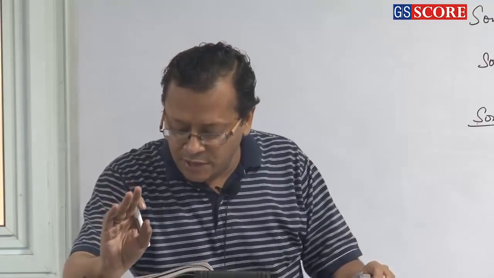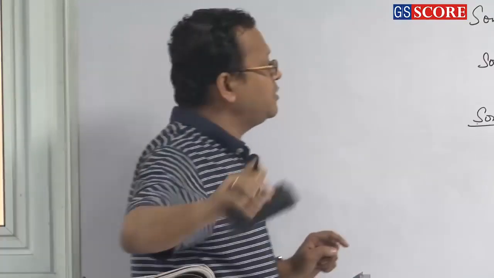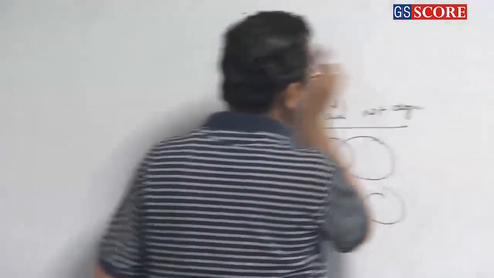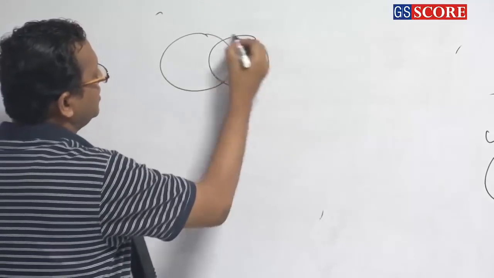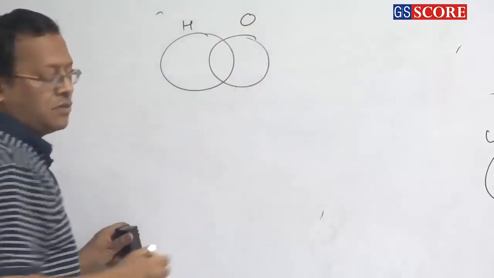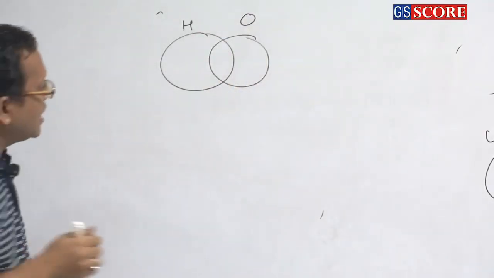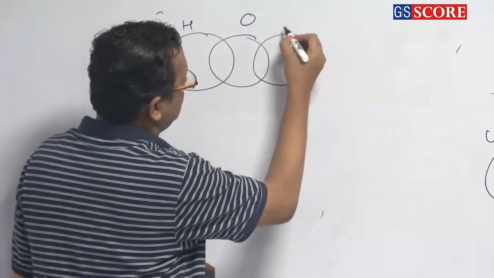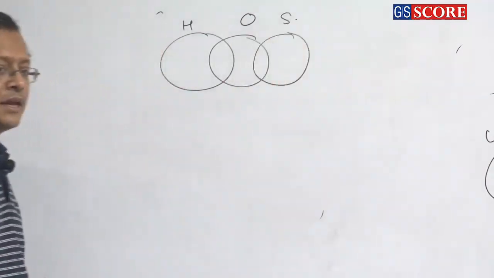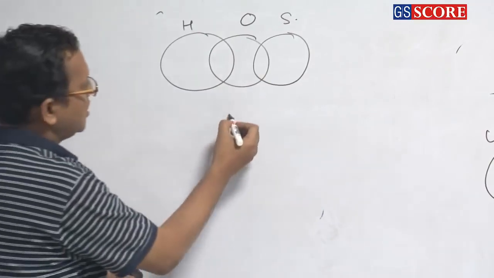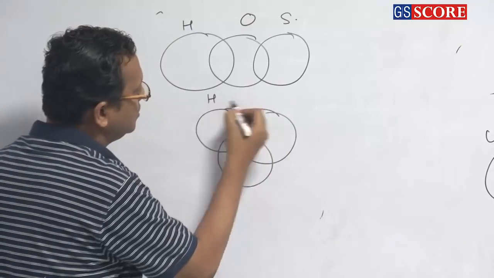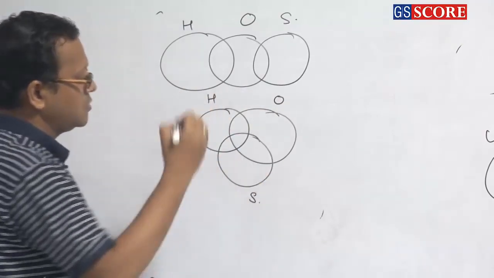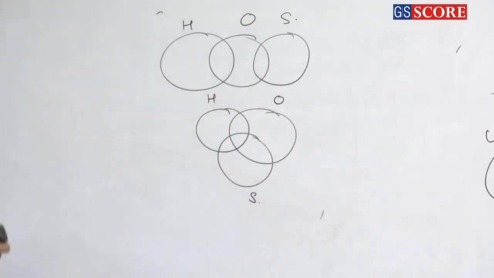Okay, some houses are offices. So let me draw the Venn diagram. So whatever it comes, you just continue drawing. Some houses are offices. What is the next one? Some offices are schools. Can be like this. Some houses are offices, some offices are schools. Okay. Conclusion means a definite conclusion.